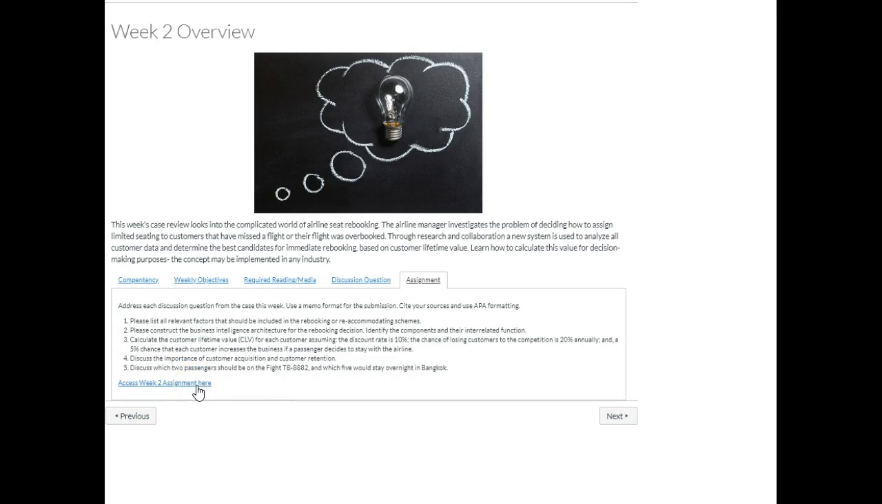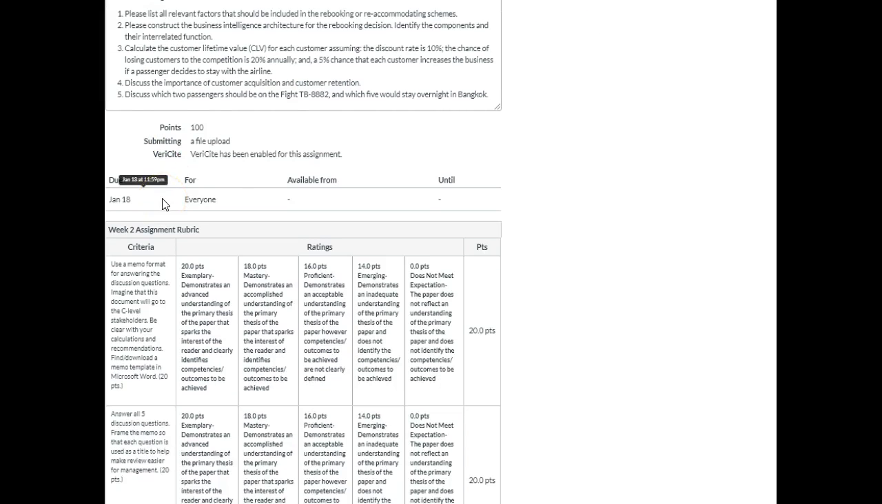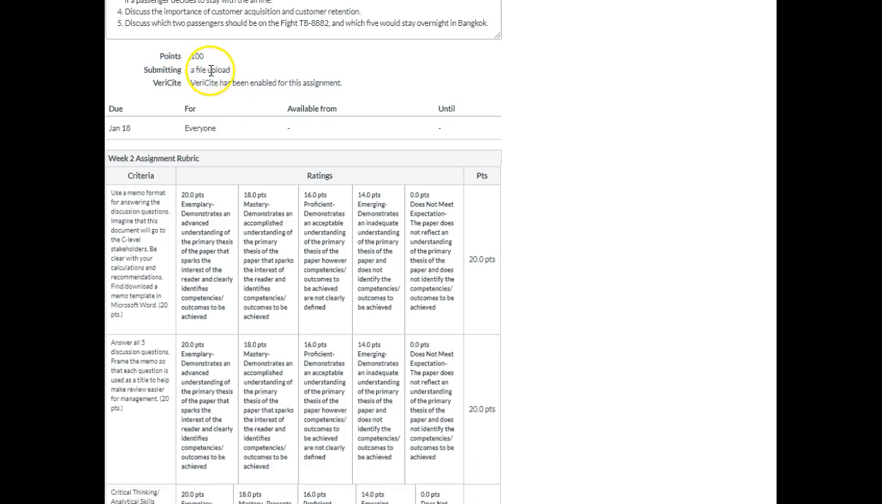So let's go to the assignment. This is where you would submit your assignment. I just wanted to take a quick look at the rubric. It's worth 100 points. You'll upload a Microsoft Word document, and VeriCite has been enabled, so you'll need to make sure that your originality score is less than 25%. If you find that it's over 25%, you're going to want to rework the paper and get it below that 25%.